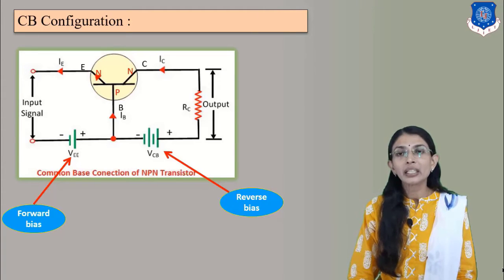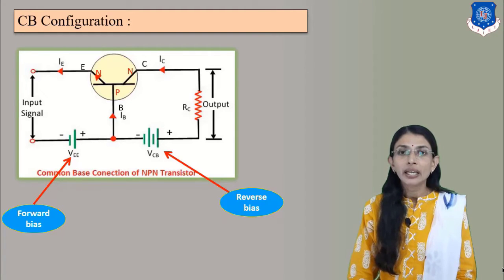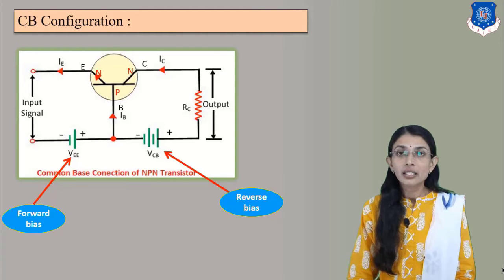Again I am repeating that in forward bias, the VEE battery positive is connected with the P-type base, and in reverse bias connection, that means VCB positive terminal is connected with the N-type collector. Thus, this is the proper biasing of CB configuration.